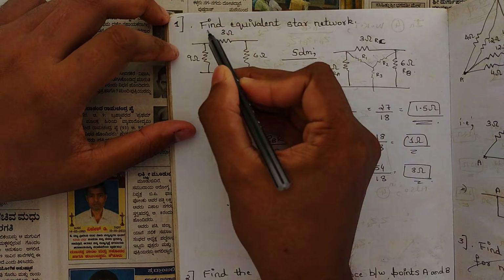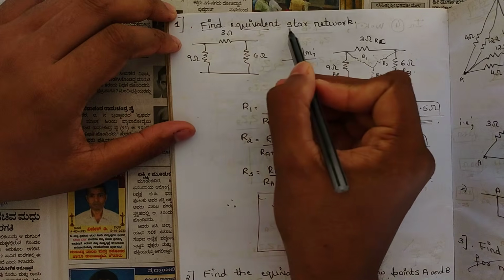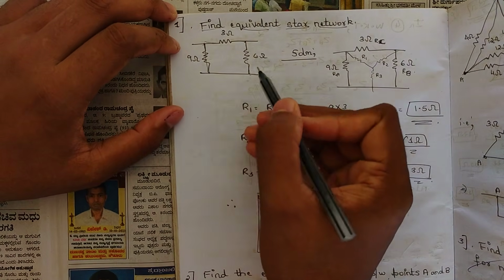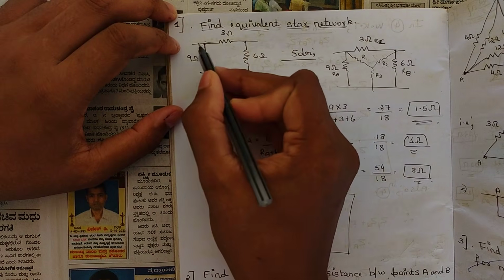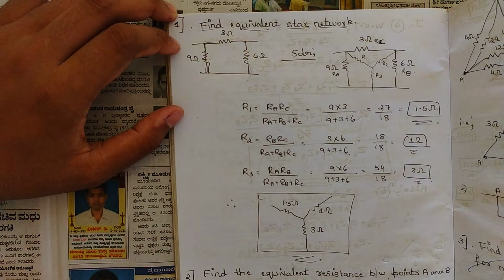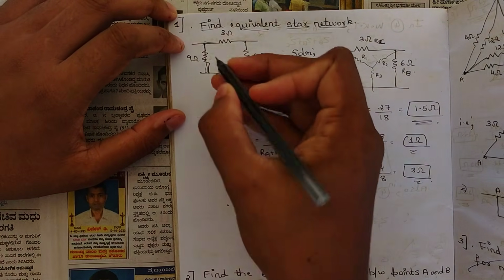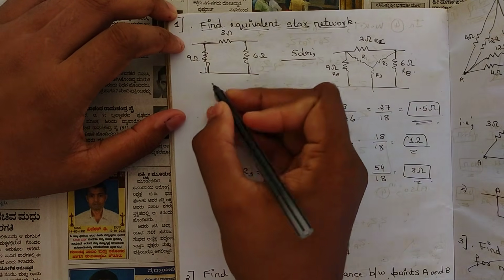In the question they have given, find the equivalent star network. So here you know that this is a delta network only because this is connected in this pi shape. I told you that a delta network can also be called a pi network.